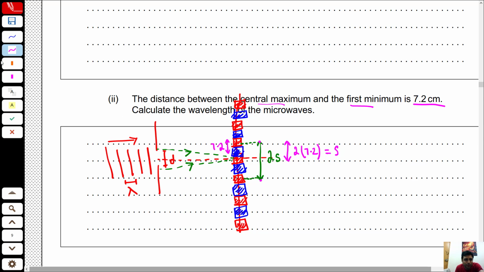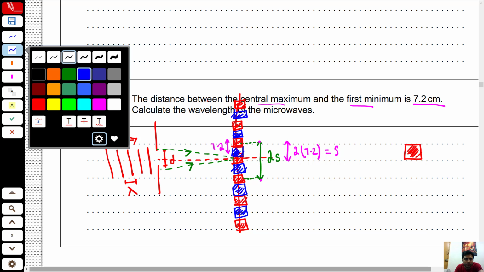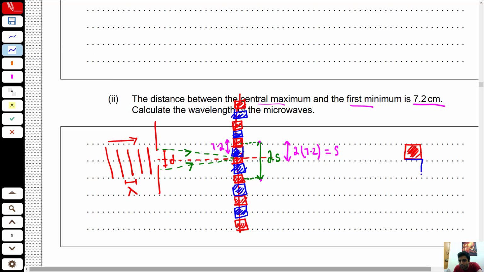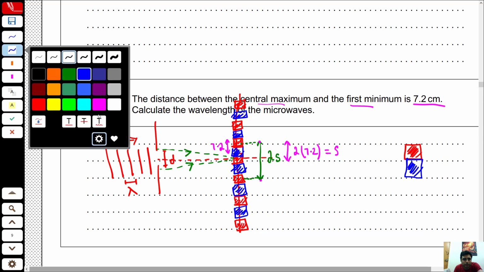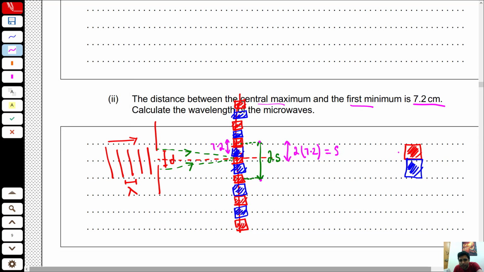Okay, so if you're getting confused, let me zoom this part for you guys. So I'm drawing this one, right? And then just below it there is a minima. This is a minimum. So the distance between central maxima and a minima, this distance is 7.2. You can see this distance is 7.2. Alright, back to the question here.